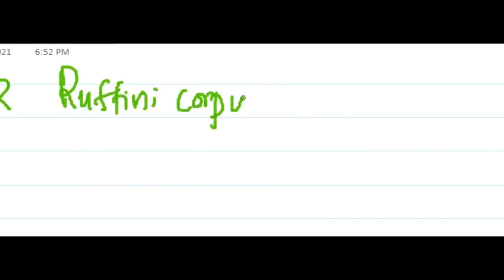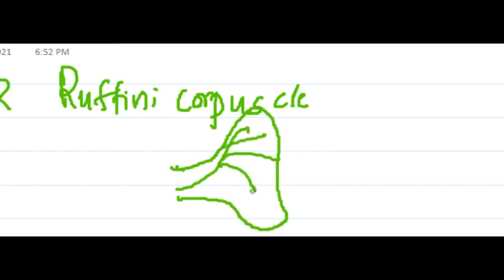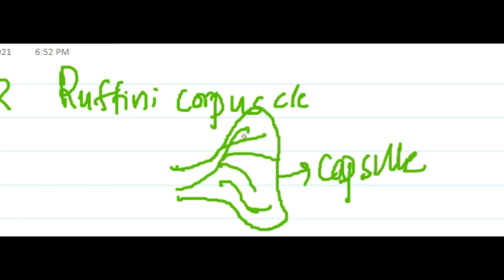Then the next important cells are Ruffini's corpuscles. Okay, these Ruffini's corpuscles are enlarged dendritic ends with an elongated capsule. So these are the dendritic ends, and this is the capsule. This is the capsule. These all are dendritic ends. So this is Ruffini's corpuscle. These Ruffini's corpuscles are also important for pressure.